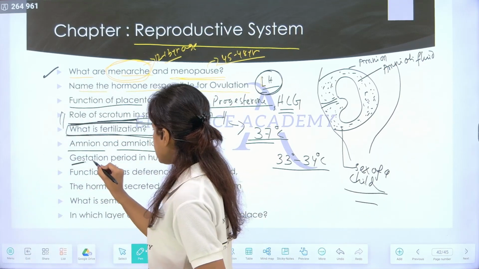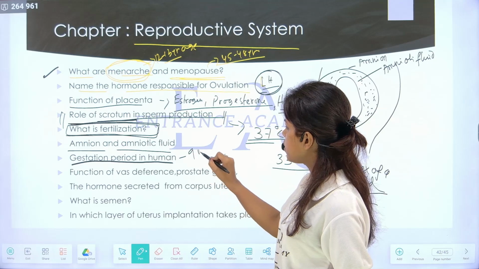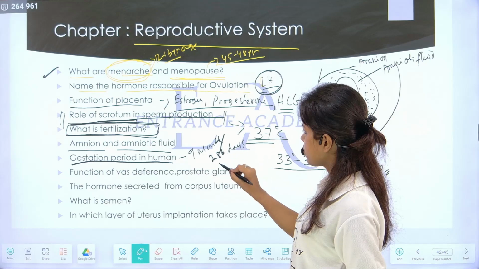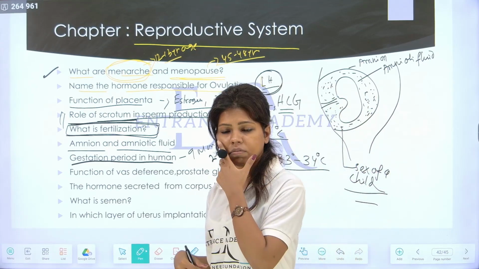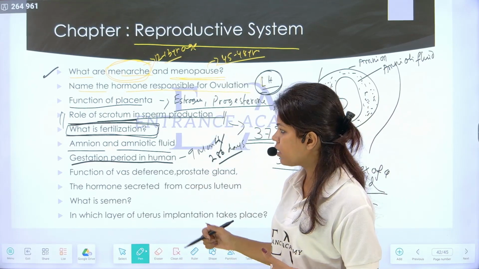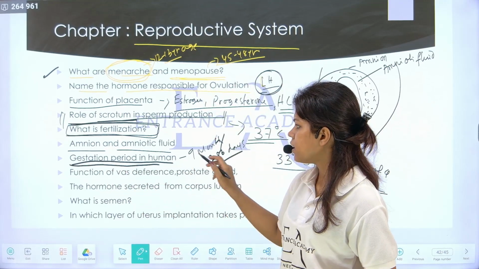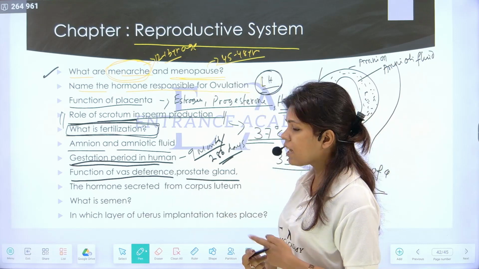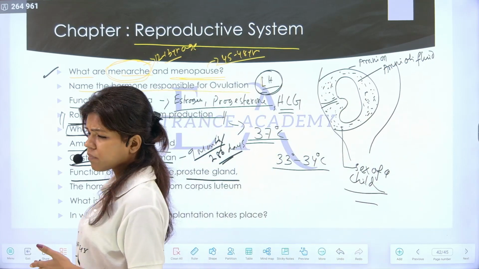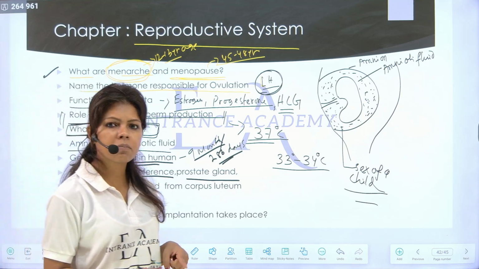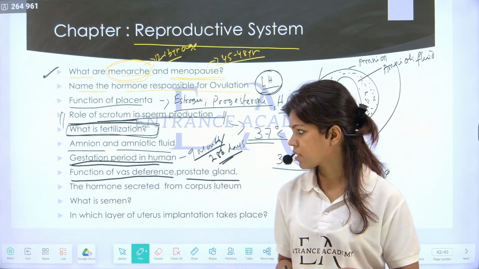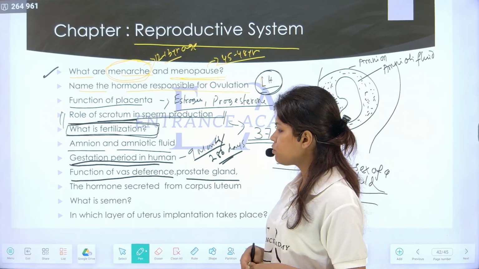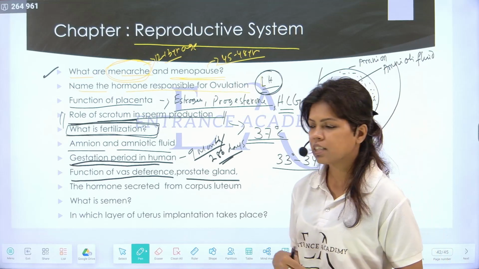Next, gestation period in human, that is 9 months or 280 days. The time period on which the fetus remains inside the mother's body, developmental period, that is gestation period. This is 9 months or 280 days. Next, function of vas deferens and prostate gland. Vas deferens are responsible for transporting of the sperm from epididymis to the urethra or penis. And prostate glands are responsible for secreting an alkaline fluid which neutralizes the acidity in the female genital tract.